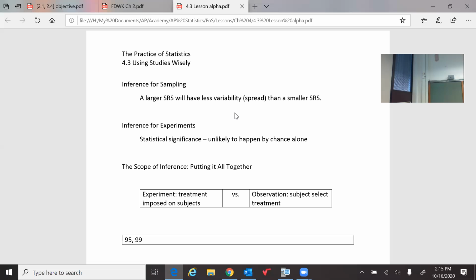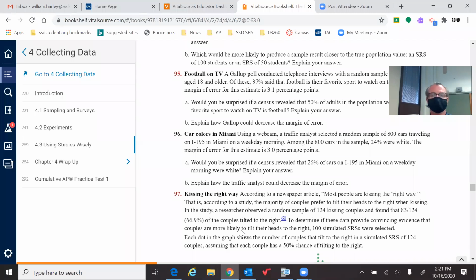So you're going to do 2 questions, 95 and 99. We're going to pause the recording and go over 95 and 97. So 95 talks about a telephone interview that had 1,000 participants, and 370 of them said football was their favorite sport.